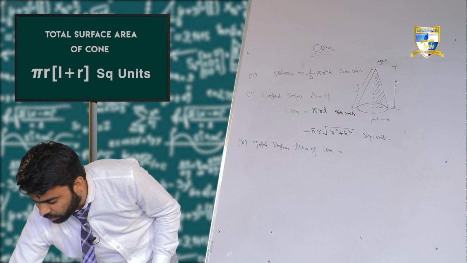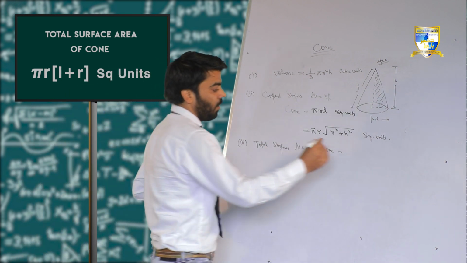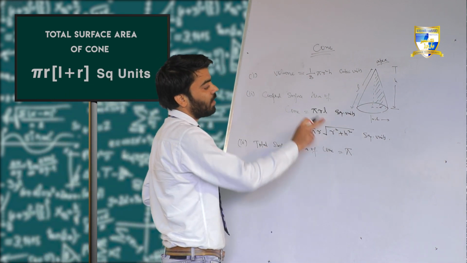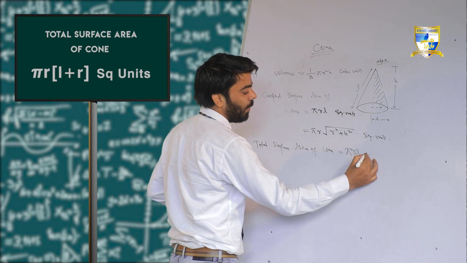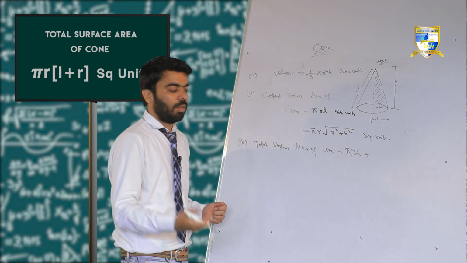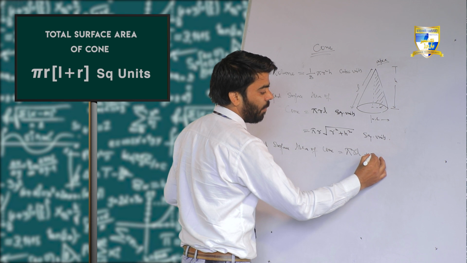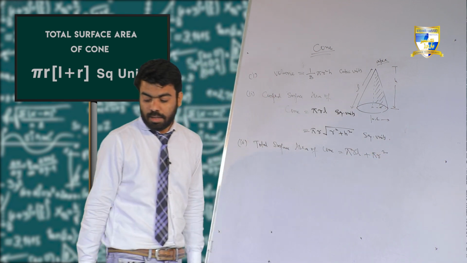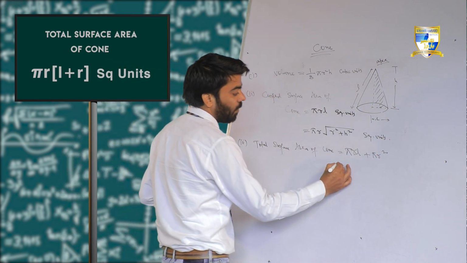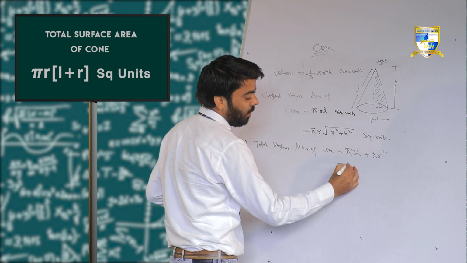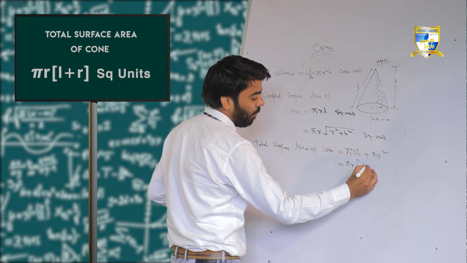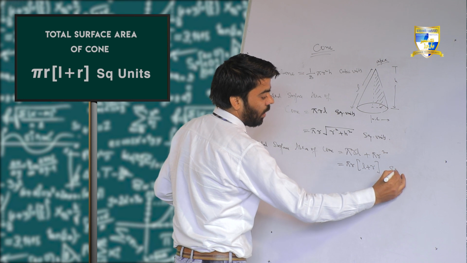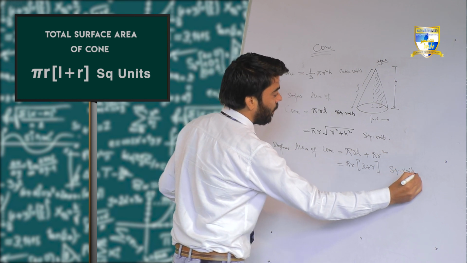What is the total surface area then? It will be definitely curved surface area. Curved surface area equal to pi r L plus surface area of what? Circle, that's pi r square. Clear? So it will be pi r L plus pi r square units.